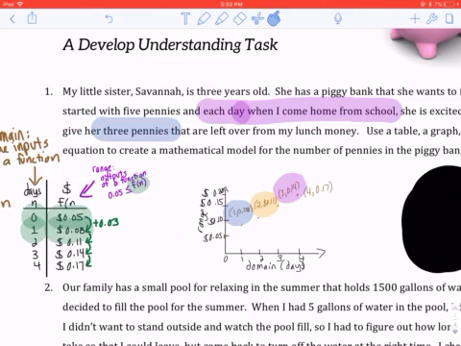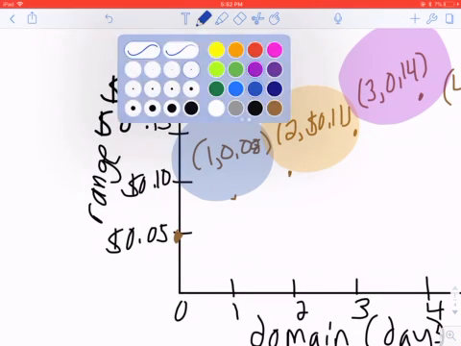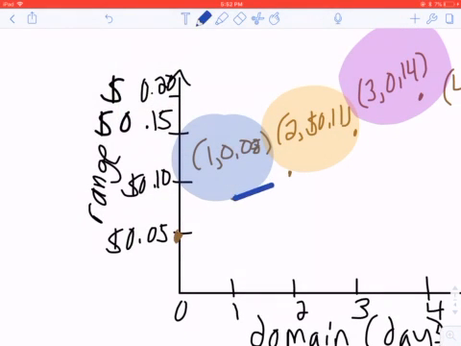If I were to draw a line here, say I went right here, a sixth of the way through the day or something like that, that would mean Savannah's getting half of a penny. Half pennies don't exist. We're not cutting pennies up here.